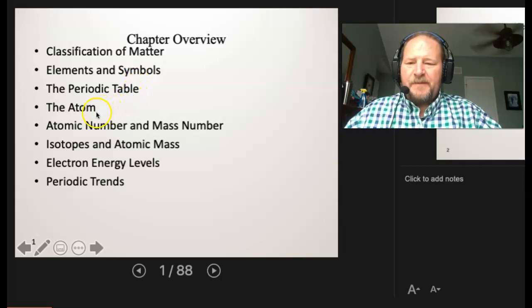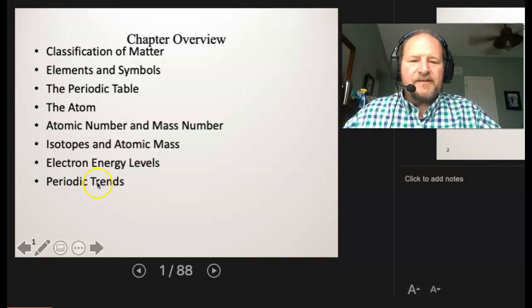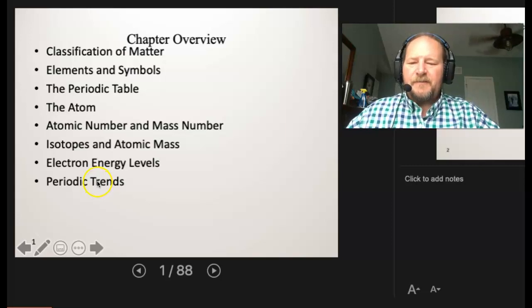And then we're going to get into atomic structure. So we'll look at the atom, atomic number and mass number, isotopes and atomic mass, electron energy levels, and periodic trends is how we'll finish this off. So we'll start to see how the patterns are arranged starting with the periodic table.